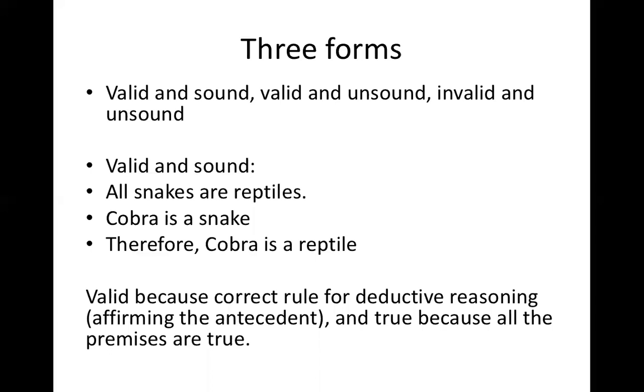And then what about the information in the argument? All snakes are reptiles is correct. Cobra is a snake is correct. Therefore, cobra is a reptile. So it is a valid and sound argument. Now we said it is valid because it is a correct rule for deductive reasoning, affirming the antecedent. And it is sound because all the premises are true.